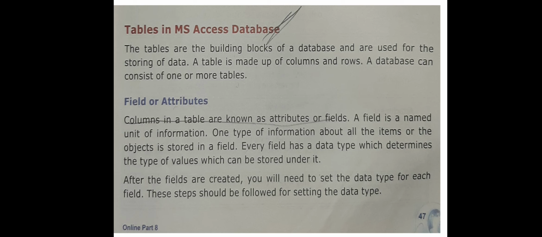Then fields and attributes. Columns in the tables are known as attributes or fields. So you have to mark it that columns in the table are known as attributes or fields. A field is a named unit of information. One type of information about all the items or objects is stored in a field.